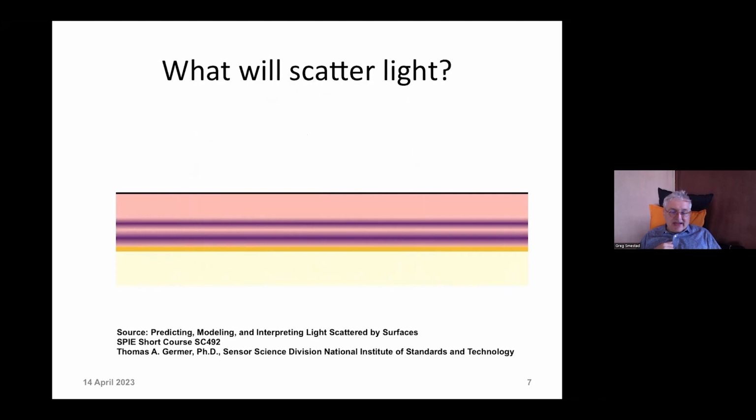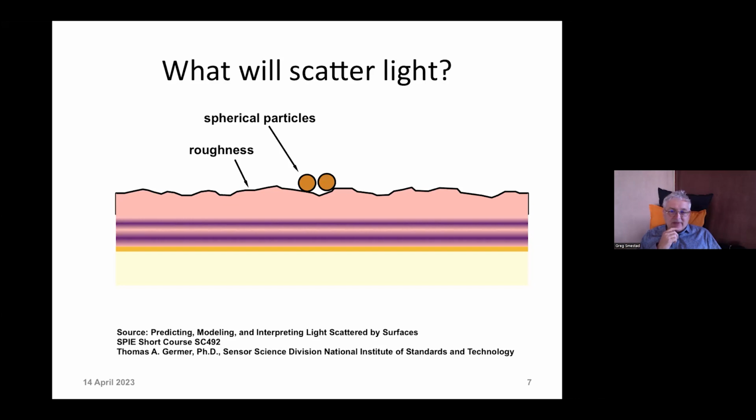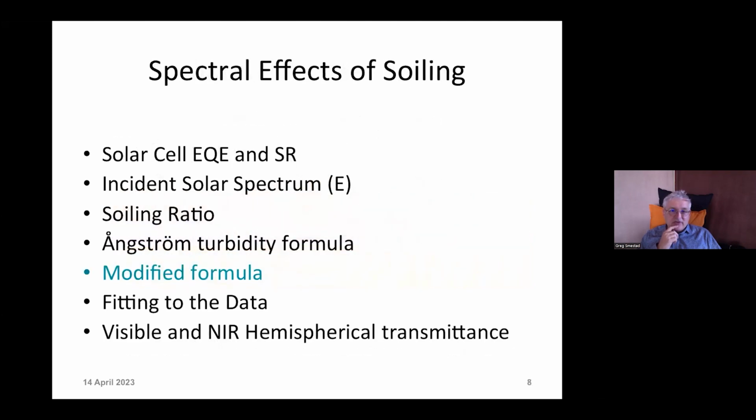So what will scatter light? My colleague Thomas Germer at the National Institute of Standards and Technology has a course that you can look at online. You can search for that. We can have roughness scattering light, we can have particles of different shapes, film residues, and that is what soiling is, all of these things put together.